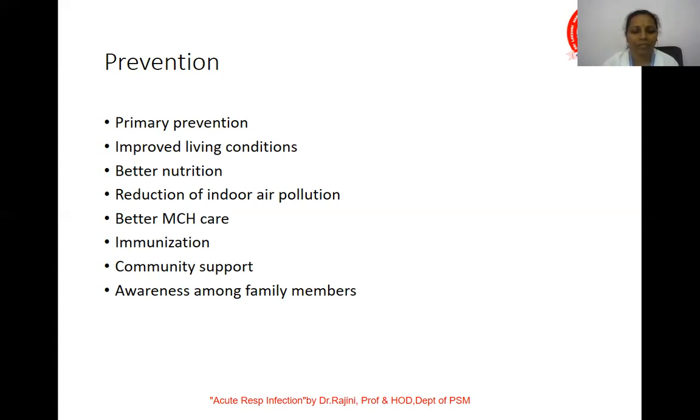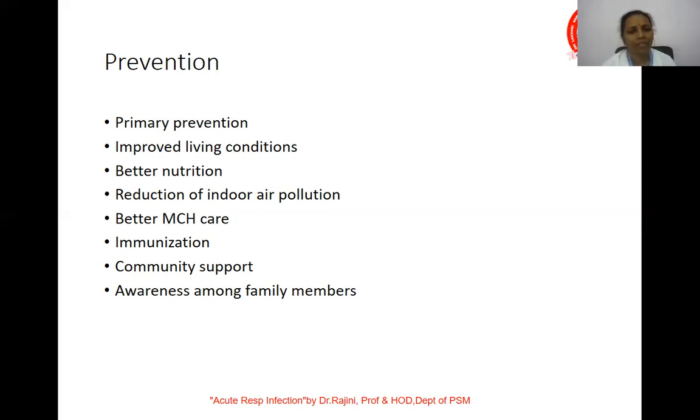So primary prevention: health education and specific protection. We have to teach the caretakers, Anganwadi workers, and mothers how to identify the illness. Specific protection means going for immunization, proper antenatal care to prevent low birth weight babies, and proper immunization to prevent infections. So primary prevention is very important. Improve living conditions, to improve the standard of living.